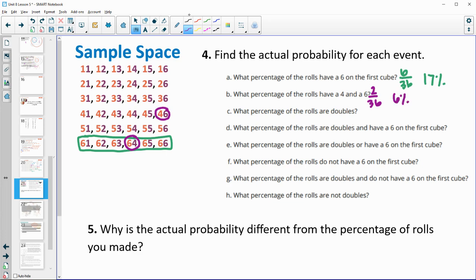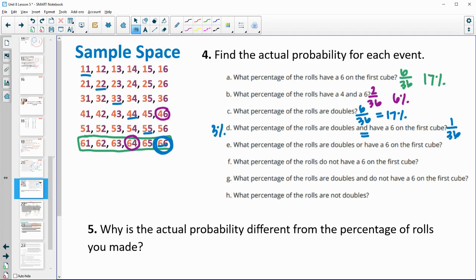What percentage of the rolls are doubles? So we see doubles here: 1, 1, 2, 2, 3, 3, 4, 4, 5, 5, 6, 6. So that's 6 out of 36, which is 17%. What percent are doubles and have a 6 on the first cube? So doubles with a 6 is just this one. So that's 1 out of 36, and that's a 3% chance.